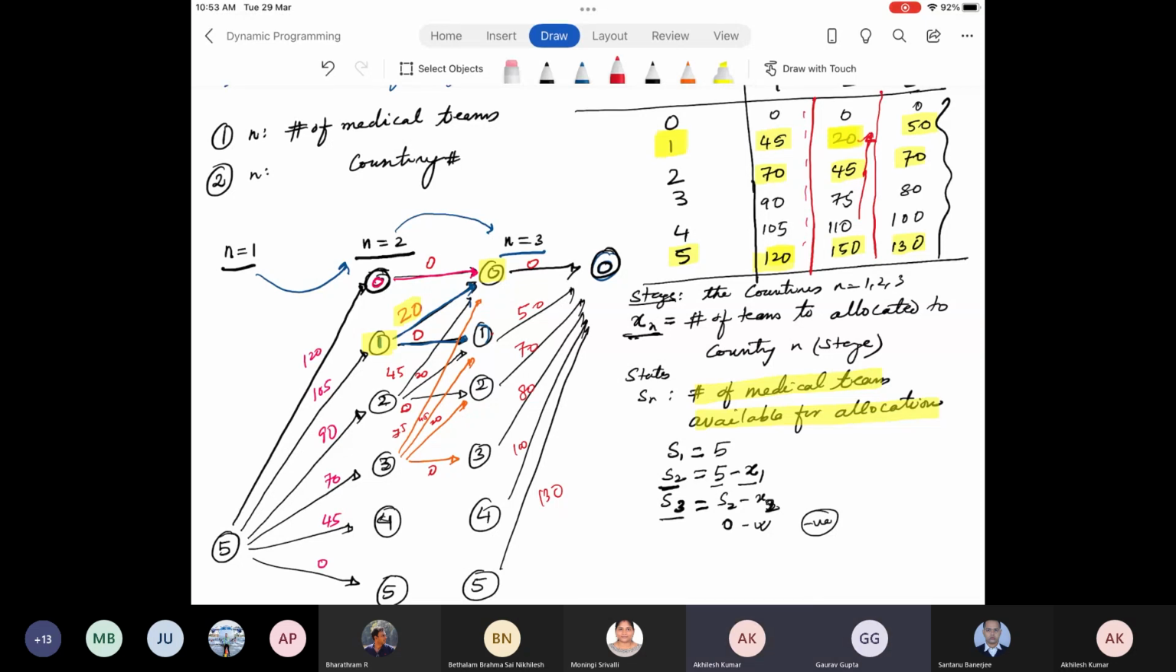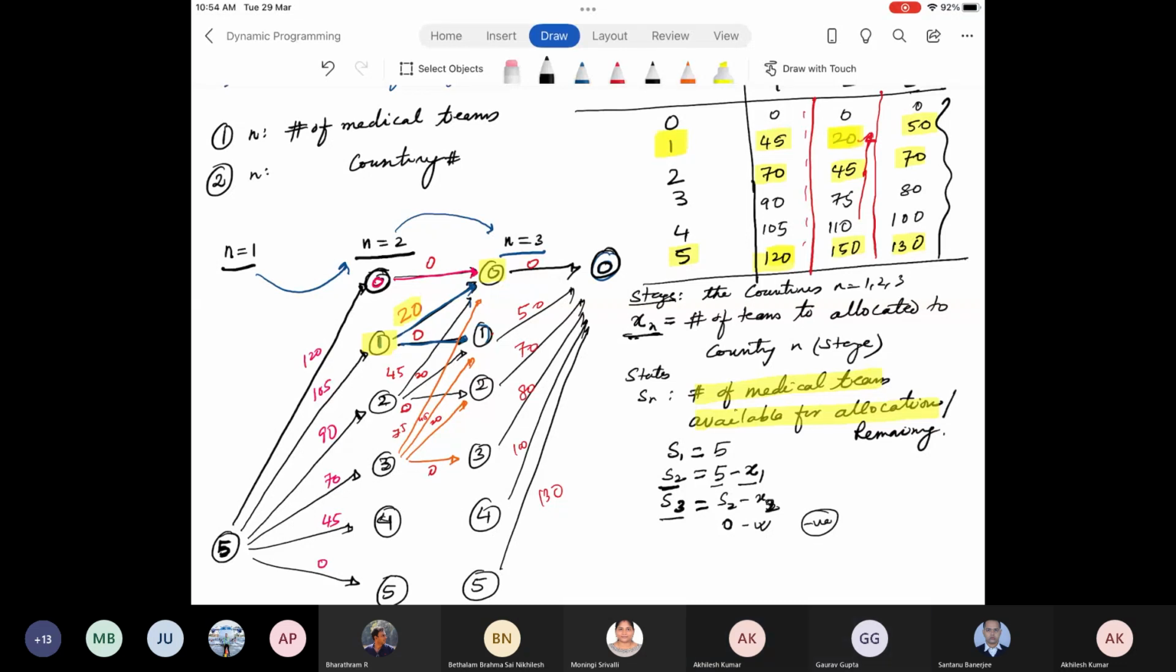Okay. So here, the medical teams 0, 1, 2, 3, 4, 5 are the number of medical teams. Read it: number of medical teams available for allocation. Or let me also put it as number of medical teams available for allocation or remaining. Does that make sense? These numbers I have written here are actually the number of medical teams available or remaining that you can allocate. Does that make sense?